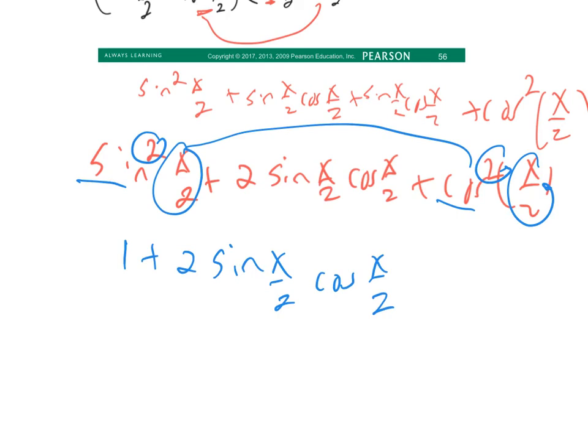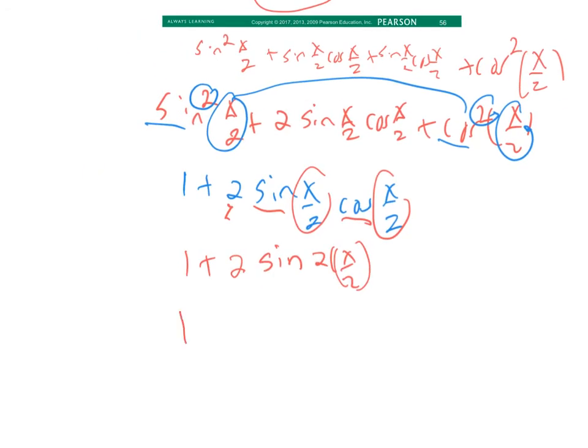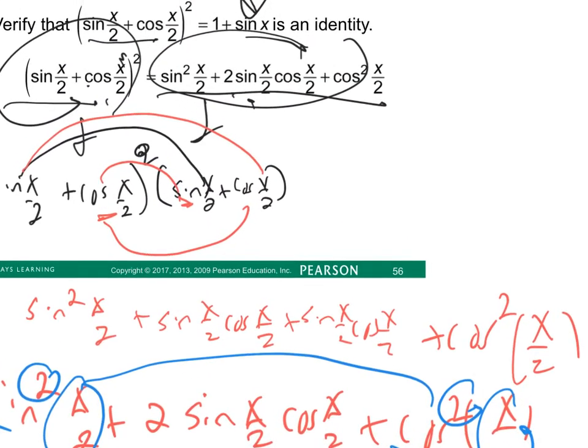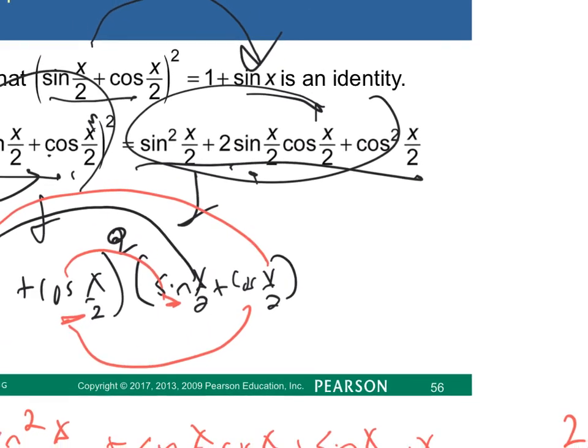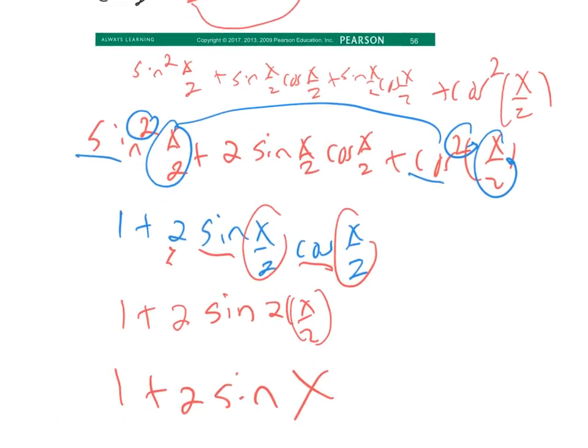And I know what you're thinking, that this angle is the same as that angle, and this is a sine times a cosine times a 2. That must be a double angle identity. So that turns into 1 plus 2 sine of 2 times x over 2, which turns into 1 plus 2 sine of x. Am I close to what he wants? He's got just sine of x. Ooh, I'm still not there. Did I mess up?